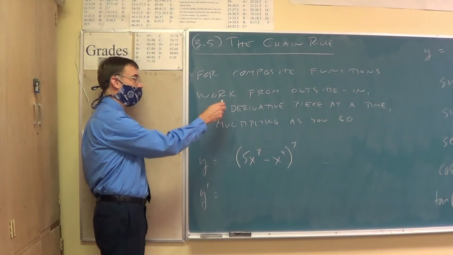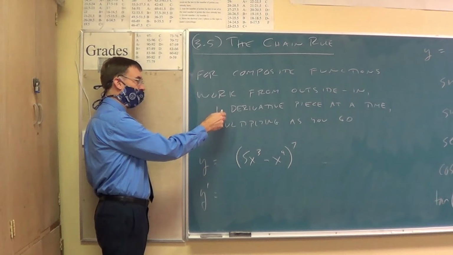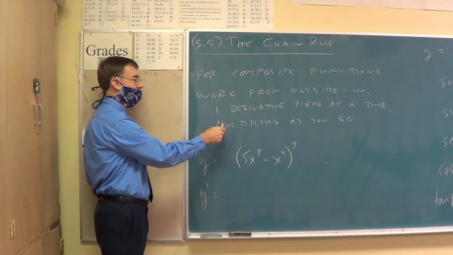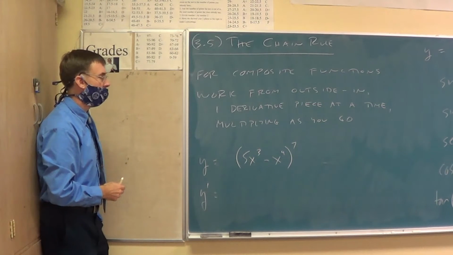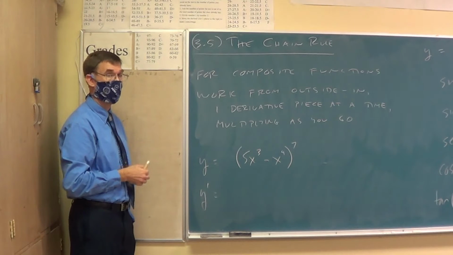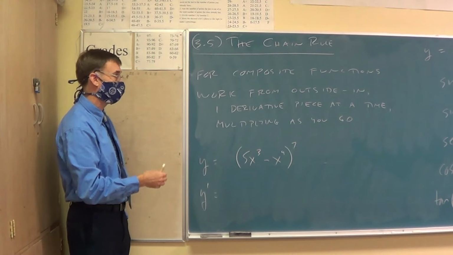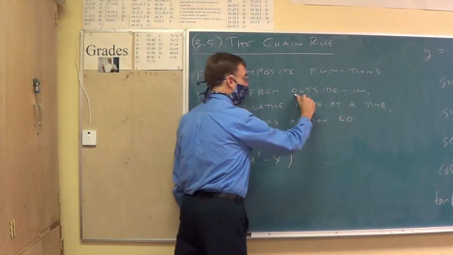So the way the rule works, you're going to work from the outside in. You're going to just do one little derivative piece at a time, and everything's going to be multiplying as you go. Most of what this amounts to is you copying stuff. Okay? We're only going to make one change per derivative play. So we want to start on the outside.